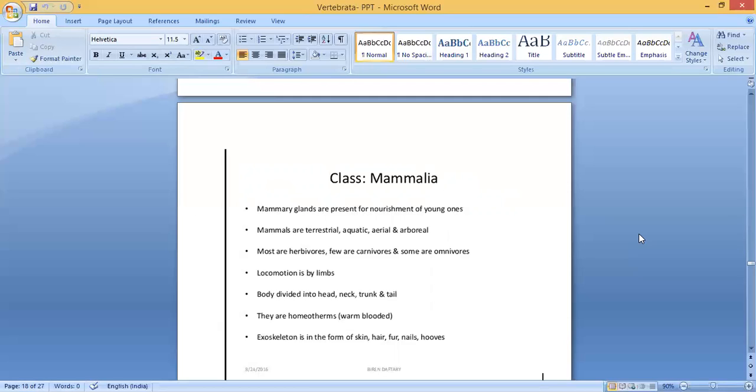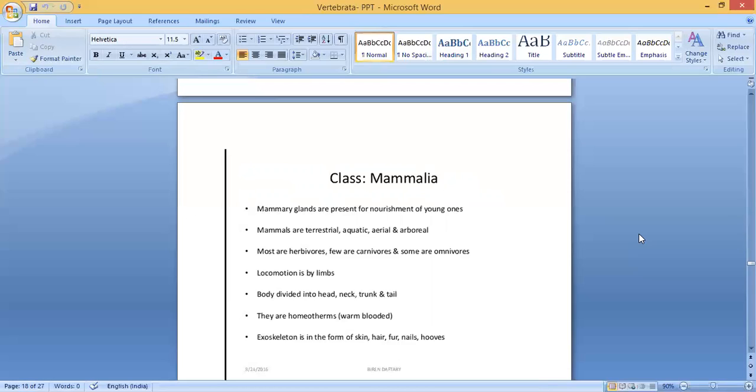Herbivores eat only plant parts. Carnivores eat the flesh of other animals. Omnivores eat both. That is called omnivores. Locomotion is by limbs. They have limbs for locomotion. Body divided into head, neck, trunk, and tail.